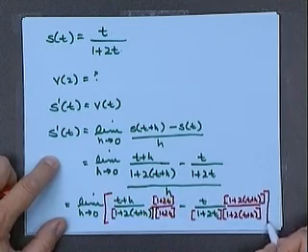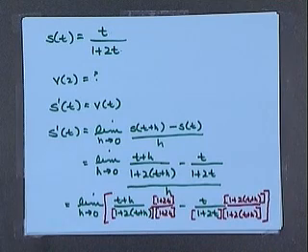This whole mess is divided by h. What's another way of accomplishing division by h? Multiplied by 1 over h. Multiplied by 1 over h.